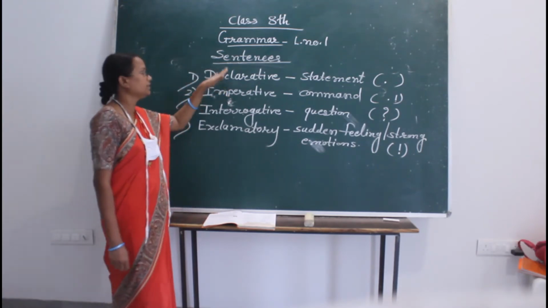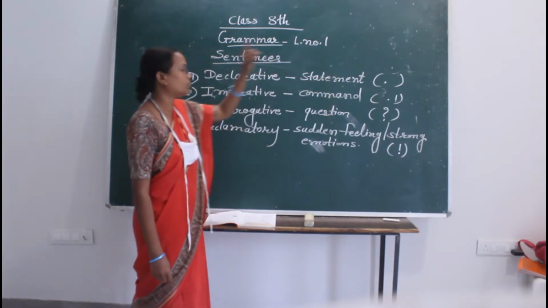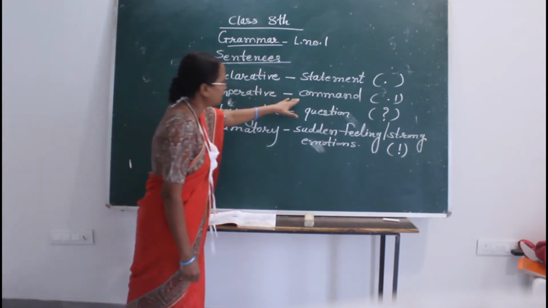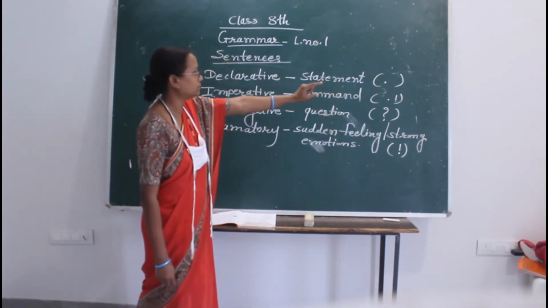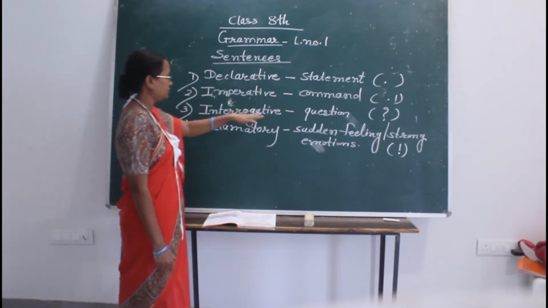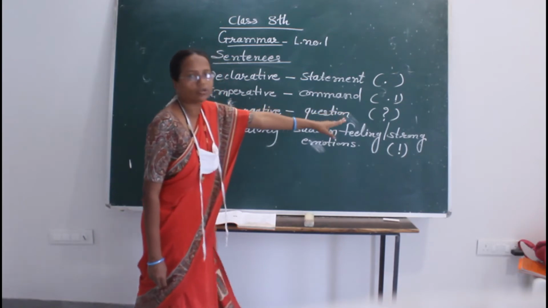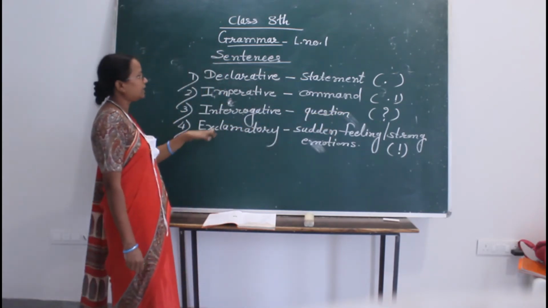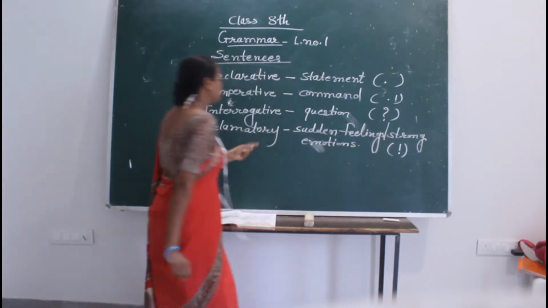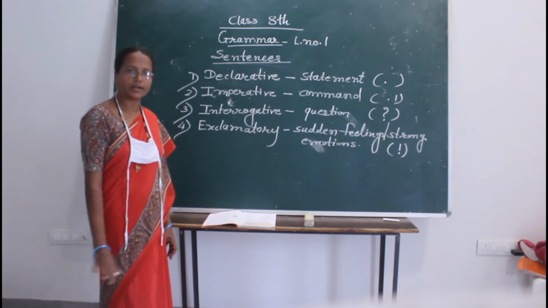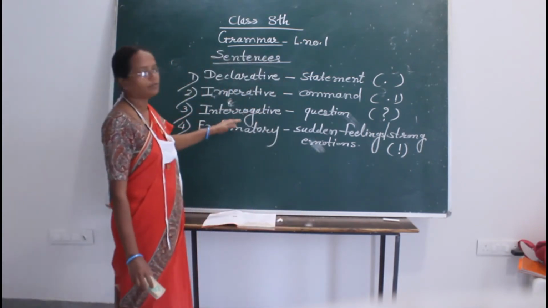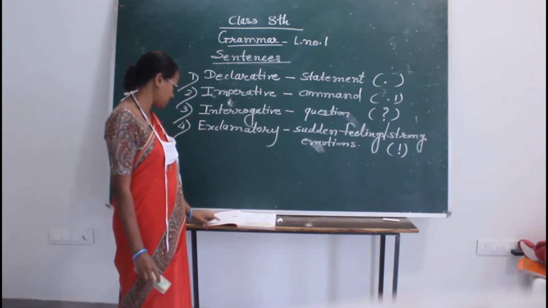First is declarative, a statement that ends on a full stop or a period, you can say. Imperative is a command, which sometimes ends at an exclamation sign if it is said forcefully. Then interrogative is a question that ends on a question mark, and exclamatory shows sudden feelings or strong emotions and ends on an exclamation sign. Okay students, you have noted these already, you have to recall these before studying this exercise.